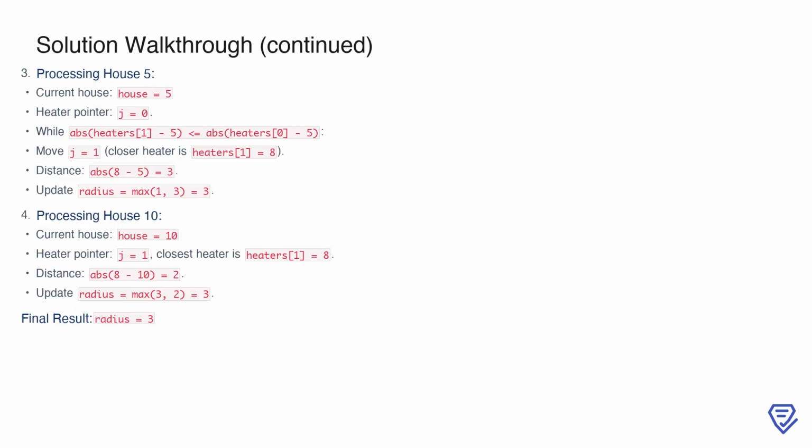For the final house at position 10, the heater pointer j remains at 1, pointing to heaters[1] = 8, which is the nearest heater. The distance between the house and the heater is abs(8 - 10) = 2. Updating radius with the maximum of its current value, 3, and this distance keeps radius at 3. Therefore, the minimum radius required to heat all houses in this case is 3.